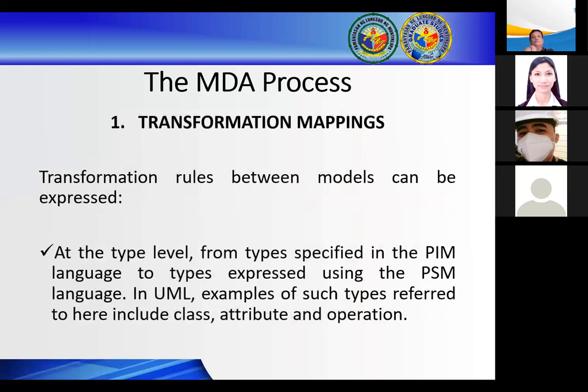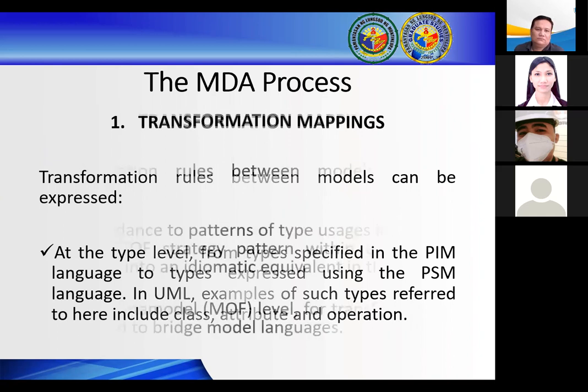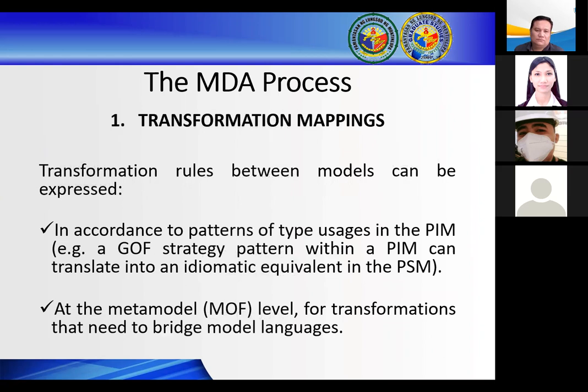Transformation rules between models can be expressed at the type level, from the types specified in the PIM language to types expressed using the PSM language. In UML, examples of such types referred to here include class, attribute, and operation. In accordance with patterns of type usage in the PIM, for example the GOF strategy pattern within the PIM can translate into the idiomatic equivalent in the PSM. At the metamodel level, there are transformations that need to bridge model languages.